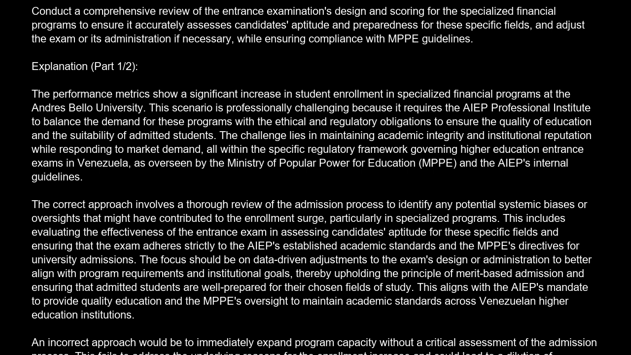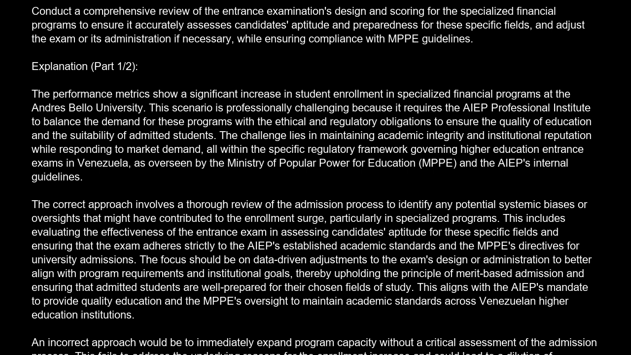The performance metrics show a significant increase in student enrollment in specialized financial programs at the Bello University. This scenario is professionally challenging because it requires the AIEP Professional Institute to balance the demand for these programs with the ethical and regulatory obligations to ensure the quality of education and the suitability of admitted students.